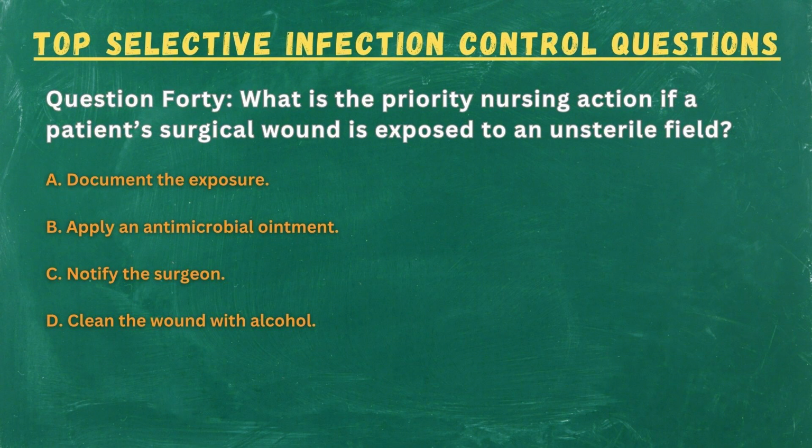Question 40. What is the priority nursing action if a patient's surgical wound is exposed to an unsterile field? A. Document the exposure. B. Apply an antimicrobial ointment. C. Notify the surgeon. D. Clean the wound with alcohol. Answer: C. Notify the surgeon.